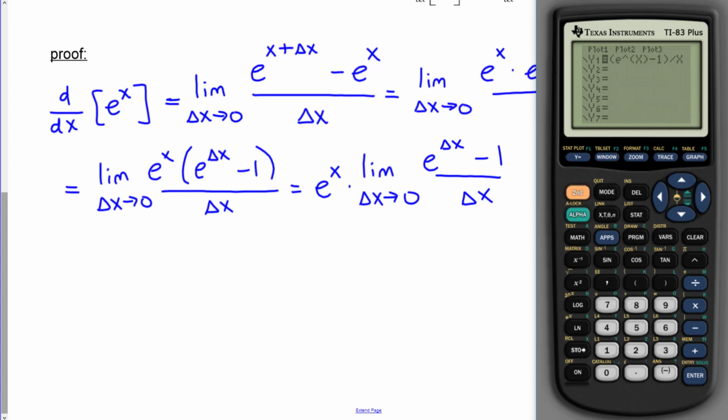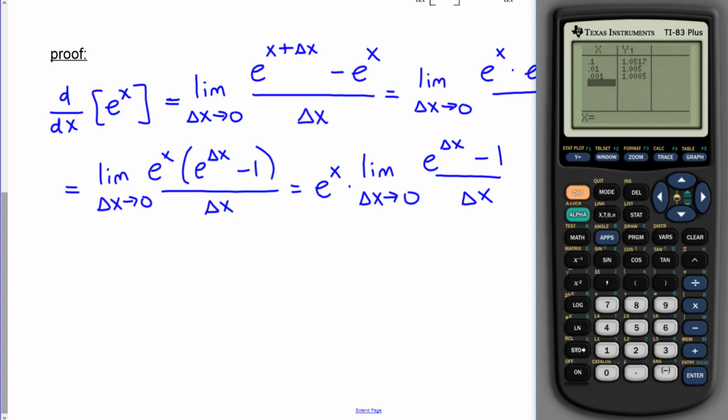And what I'm going to do is just make sure my table is set up properly, so second window, that looks great, so I'll go over here to my table, which allows me to put in values of x. And I want to see what's happening around 0. So if I put in 0.1, 0.01, 0.001, and so forth, I'm getting values that are larger than 0, but getting closer and closer to 0. And it looks like these are approaching 1.